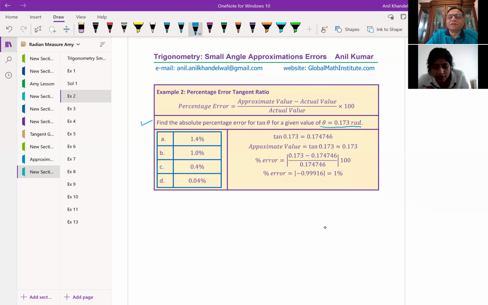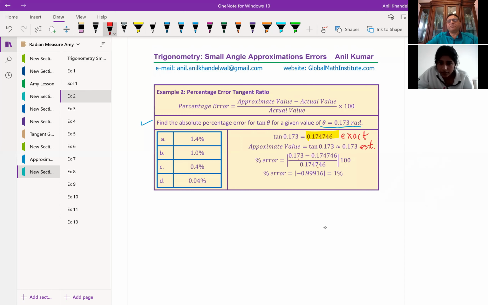Which is 0.174746. So that's our actual value. I should write exact, right? Yeah. So then we take our actual value. This is estimated. So estimated minus exact value divided by the exact value times 100.